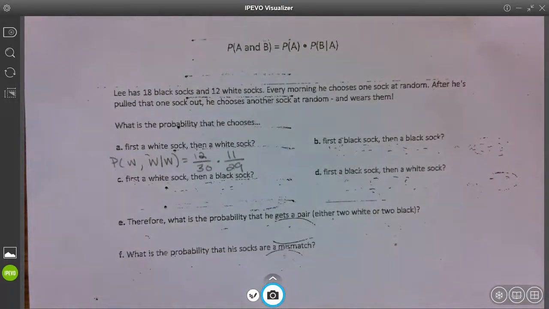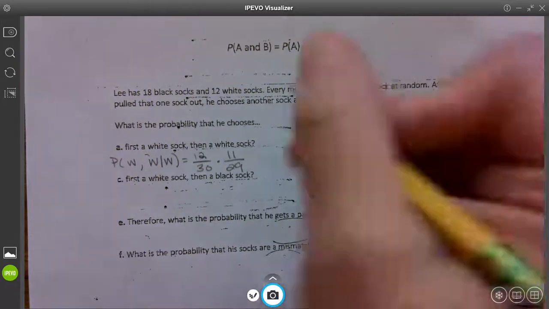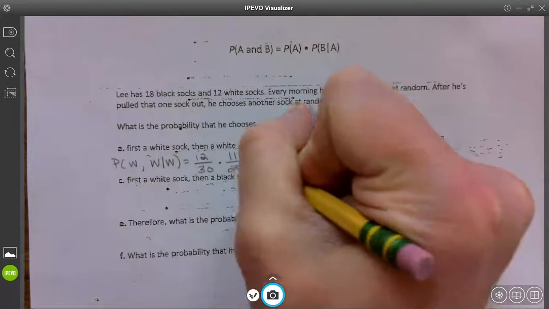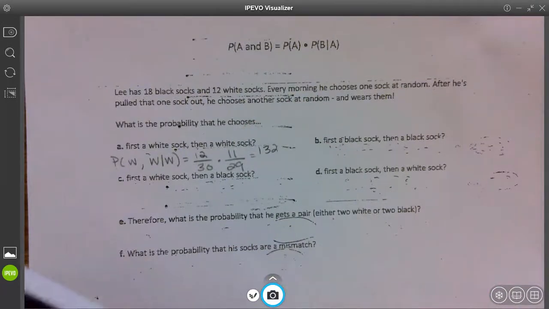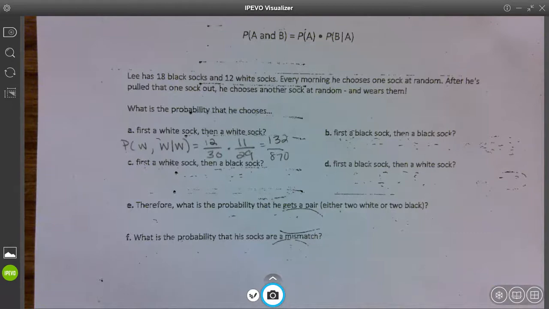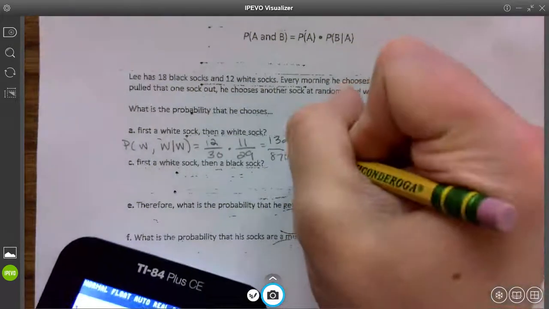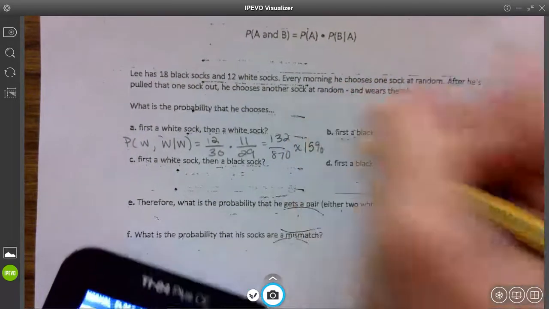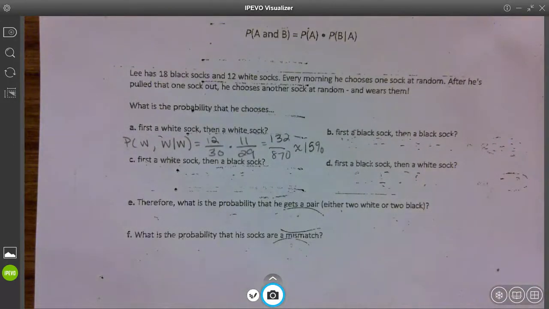Okay, so 12 times 11 is 132 over 30 times 29, which is 870. When I divide 132 by 870, I get about 15%. So there's 15% chance that you get a pair of white socks.